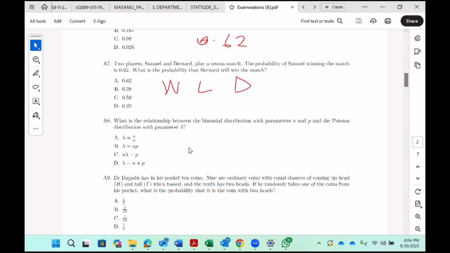Is that okay? So we can have this. This is where Bernard wins. This is where Samuel wins. And this is where they both draw.